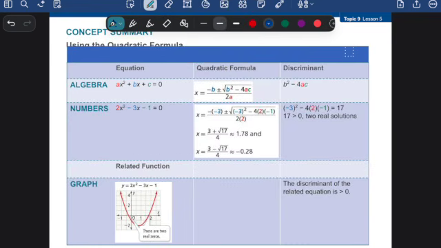We made it to the concept summary for using the quadratic formula and discriminants. So make sure you understand this definition, what the discriminant is. It's what's underneath the radical, and how many solutions or how many roots there are depending on the discriminant.